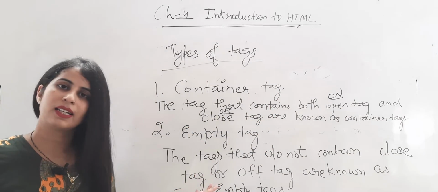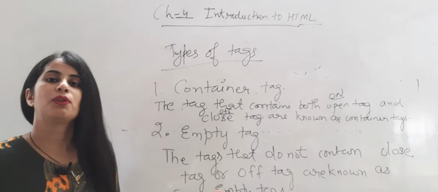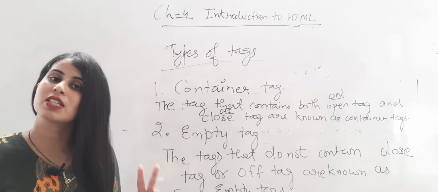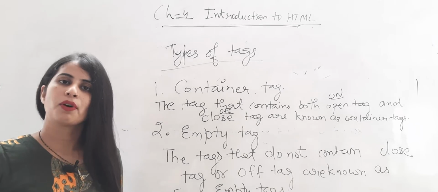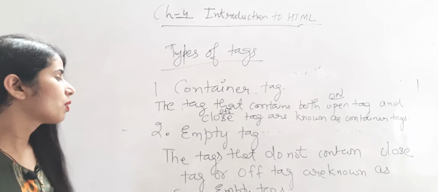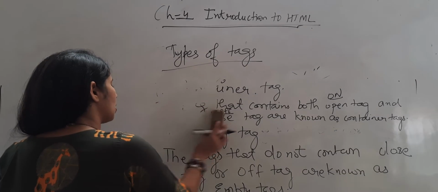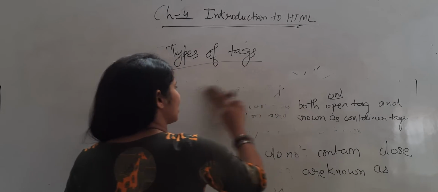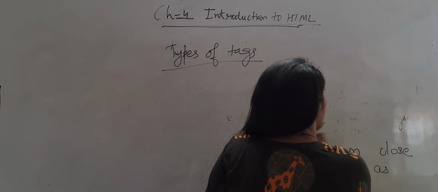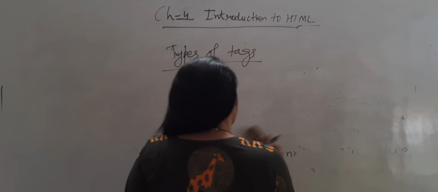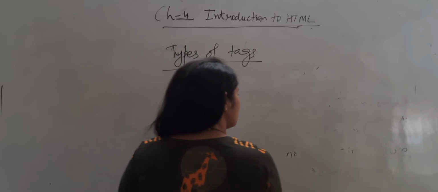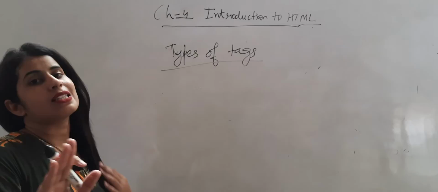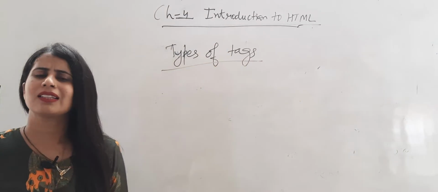Both open and closed tag are known as container tags, and the tags that do not contain closed tag means they are having only one tag, and which is it? It is the open tag, or you can say on tag. Okay, so these are the two types of tags. So let's discuss the example of these two kinds of tags, so that it can be clear to us what are these and what are the uses of these all. Okay. So first one is container. So many tags are there that are container.